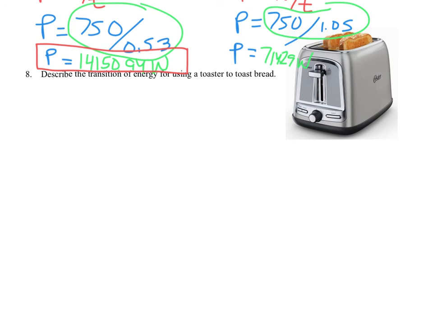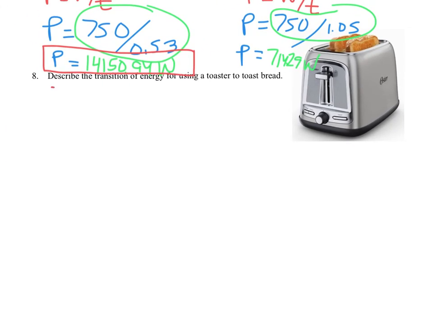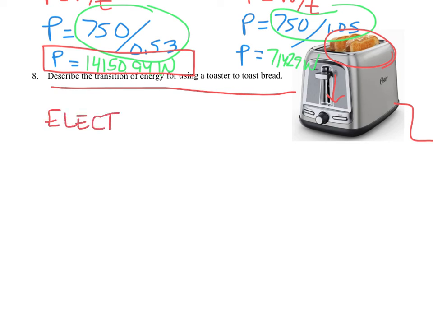All right, friends, the last question is, describe the transition of energy when using a toaster to toast bread. So here's your toaster, you've got the pieces of toast in, you push it down. What happens? Let's describe that. First of all, this is plugged into the wall, so we have some type of electrical energy. As I'm doing this, go over it in your head, and then write in complete sentences to explain it. The whole reason you have electrical energy is that it heats up the wires in there, which means you create thermal energy to toast the bread.